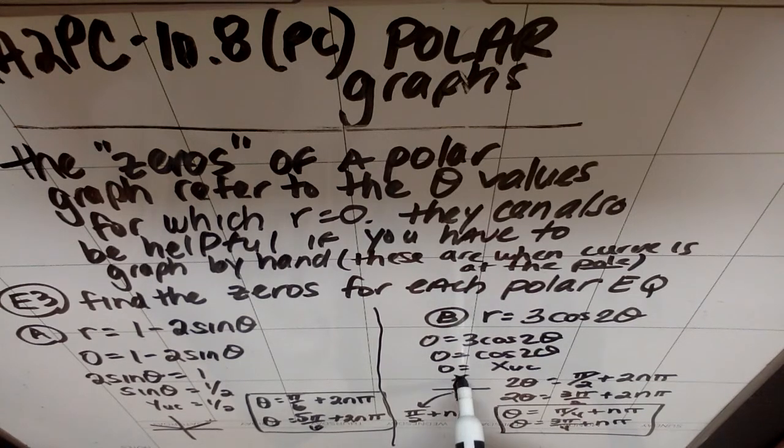Instead of saying pi over 2 is an answer by itself, I could recognize that if I add pi to pi over 2, I get 3 pi over 2, and so on forever. Since that's 2 theta equals, the other way I could write this answer is that theta is pi over 4 plus n pi over 2. So this would also be an alternate way to write that answer. So those are the times. At any of these times, the shape is going to loop back and touch the pole.